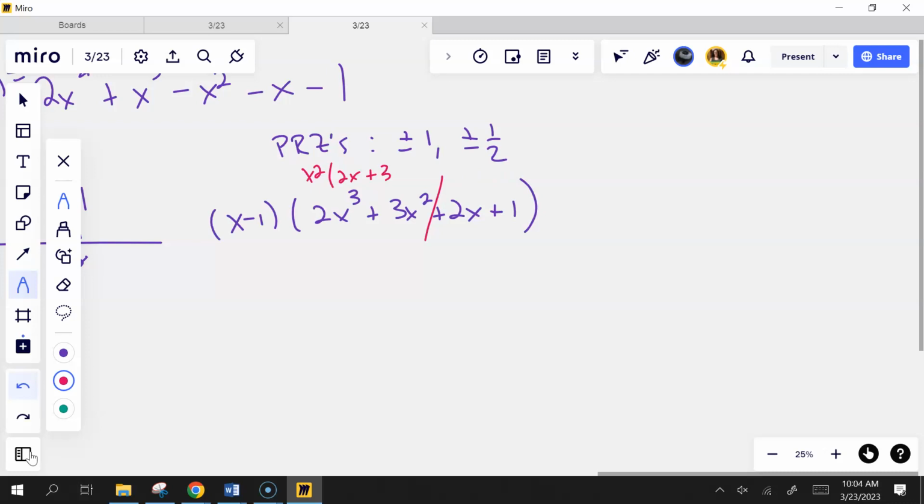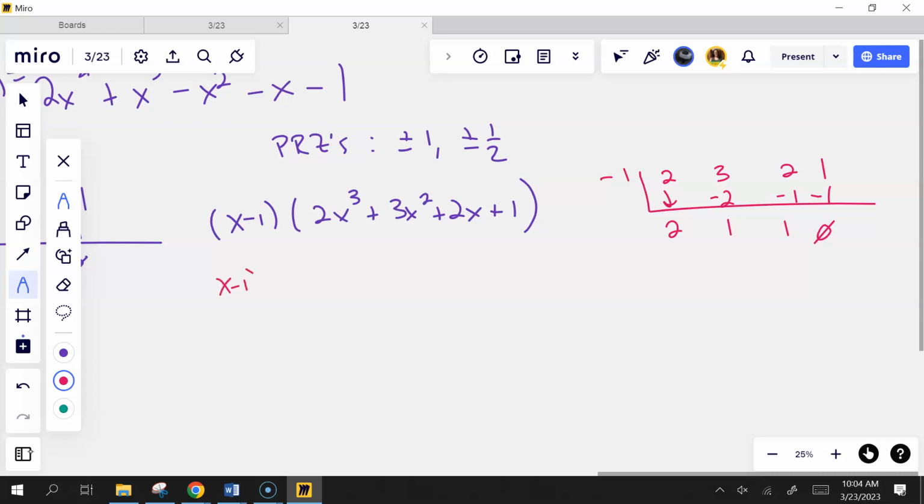That stinks. That's okay, because it looks like on my graph, negative 1 is also a 0. So I'm thinking that negative 1 will go into it. Let's see. Drop it, 1, negative 1, 1, and it does. Not only is this a double PRZ, absolutely.